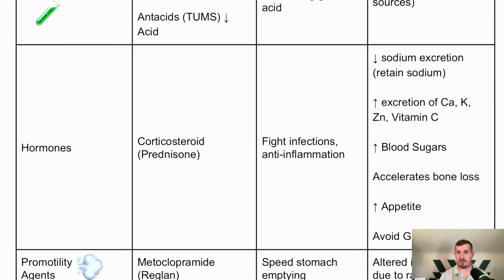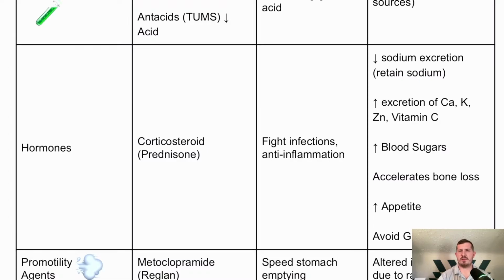Also, the negative that hormones are going to do is they're going to increase excretion of calcium, potassium, zinc, and vitamin C. So it's going to make our kidneys get rid of calcium, potassium, zinc, and vitamin C. Uh-oh, that's no good, right? We don't want us to be losing a ton of these minerals and electrolytes, right?